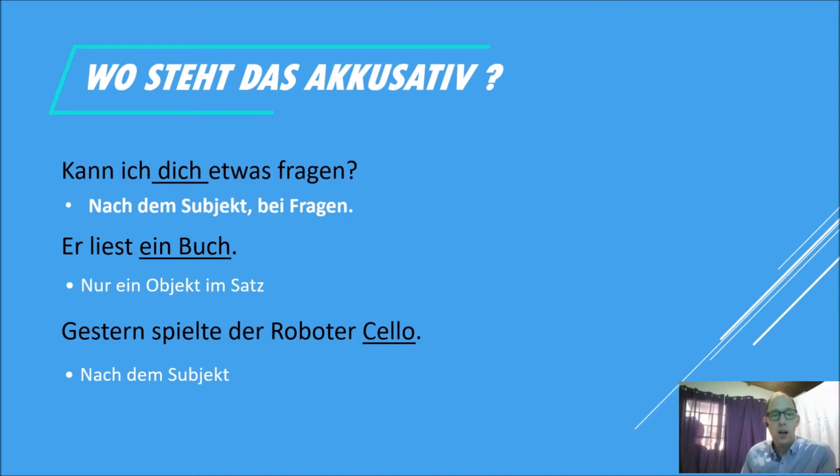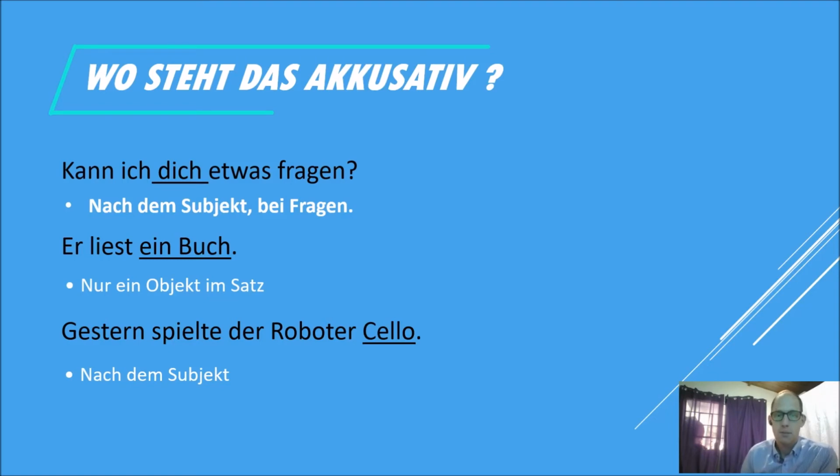So, and we have now another sentence. He reads a book. Liest ein Buch. So now when we have only one object in the sentence, this normally also gets the accusative.